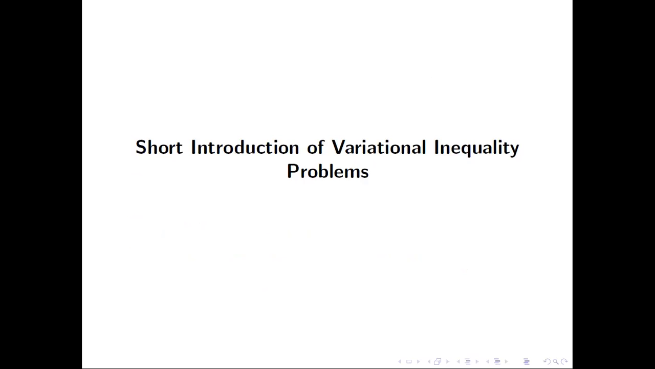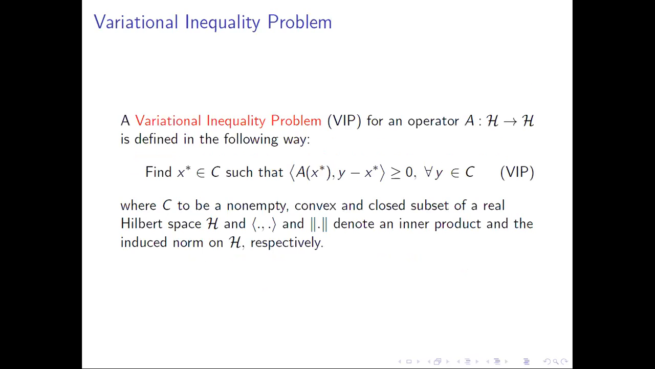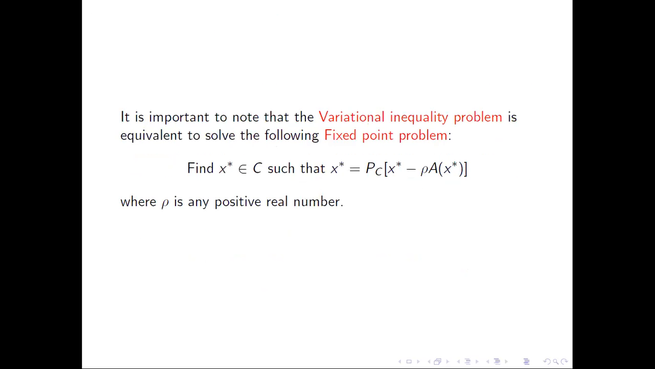A short introduction of variational inequality problems. A variational inequality problem for an operator A is defined in the following way: find x star such that the inner product of A of x star and y minus x star is greater than or equal to 0 for all y in C. It is important to note that the variational inequality problem is equivalent to solving the following fixed point problem, where P_C is the projection and rho is any positive real number.